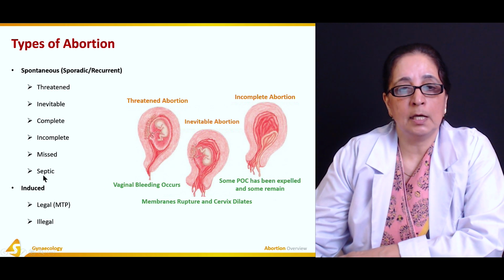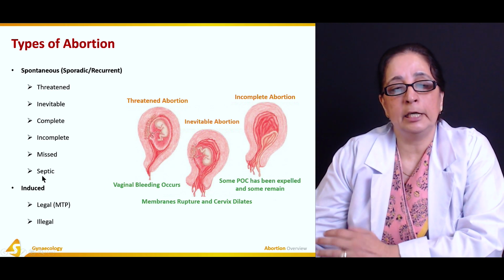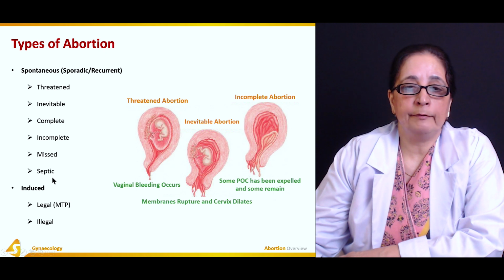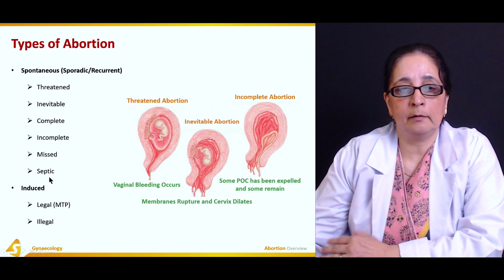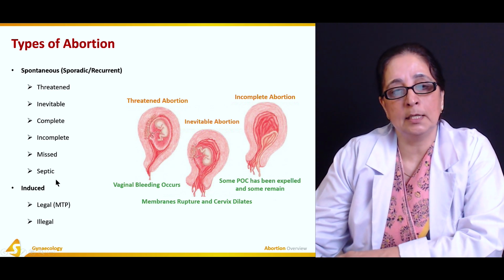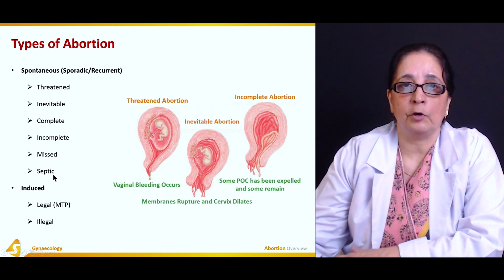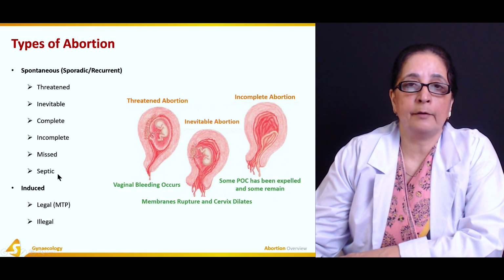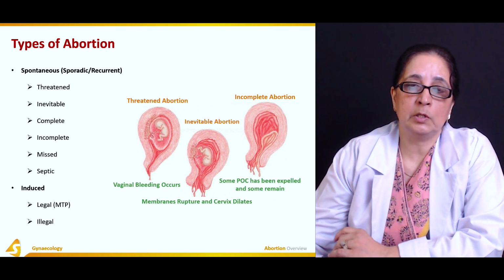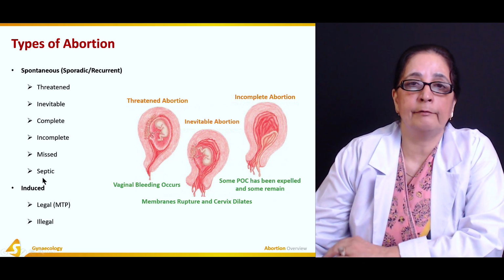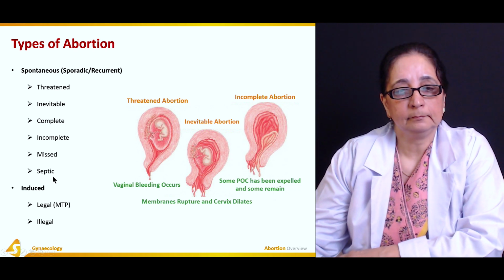Septic abortion is a condition in which there is infection, sepsis, that spreads to the uterus. There is pelvic inflammatory disease, and that leads to abortion or miscarriage. So septic, as the name shows, follows sepsis or infection, most commonly associated with different pelvic inflammatory diseases.